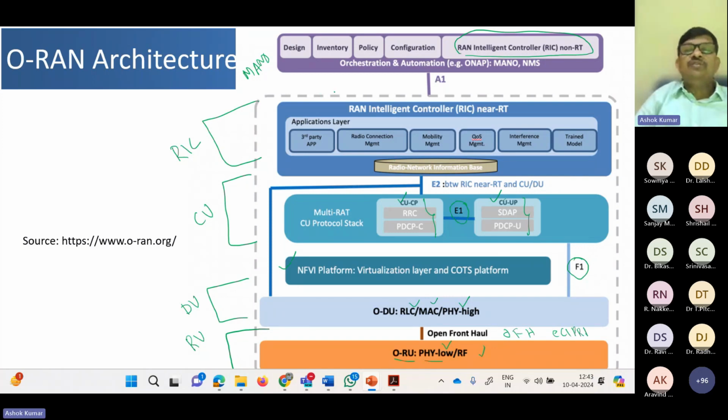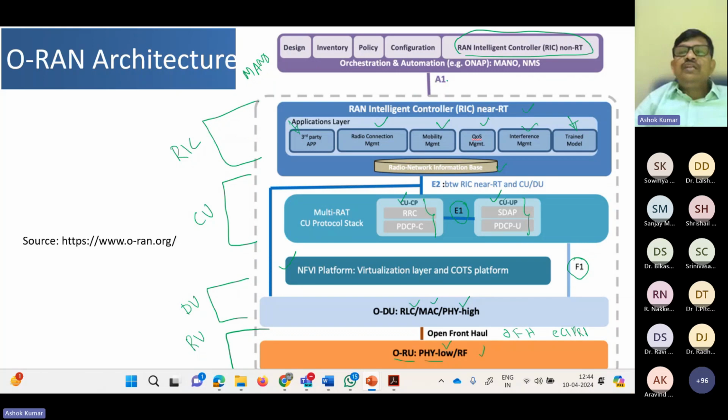Okay. If you go to the RIC side, the radio intelligent controller or RAN intelligent controller, the near-real-time component of the RIC is here. Basically, the RIC helps in providing radio connection management, mobility management, quality of service management, interference management, and it will also host the trained model of AI/ML. The trained model will be here. And even third-party apps can come, many third-party applications. And of course, it will have an information base. All the information as logs coming from the network will be stored here.